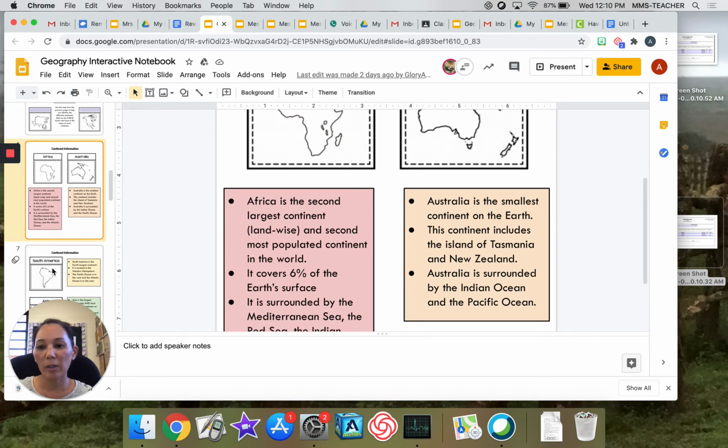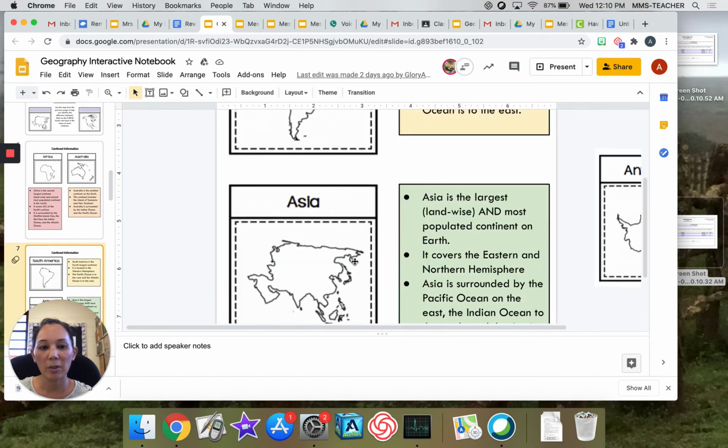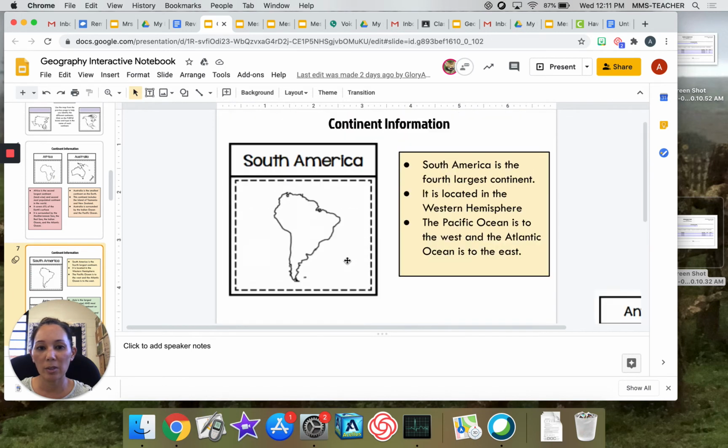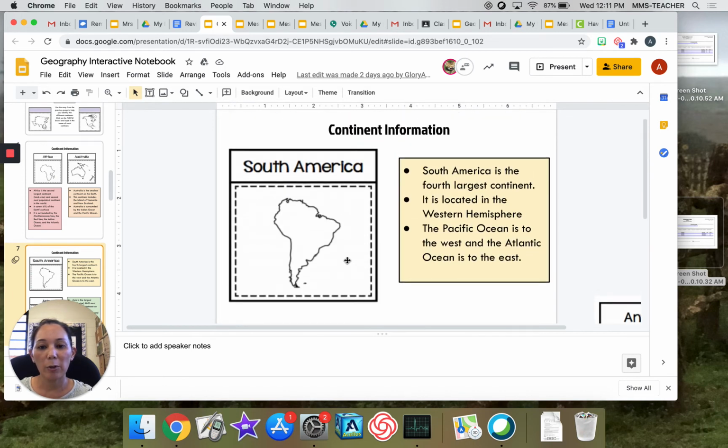Okay, moving on to the next continent, next of the 7. So we did 2 so far, so this is the 3rd of the 7 continents. Look for South America. South America is the 4th largest continent. It is located in the Western Hemisphere, and the Pacific Ocean is to the west, and the Atlantic Ocean is to the east.